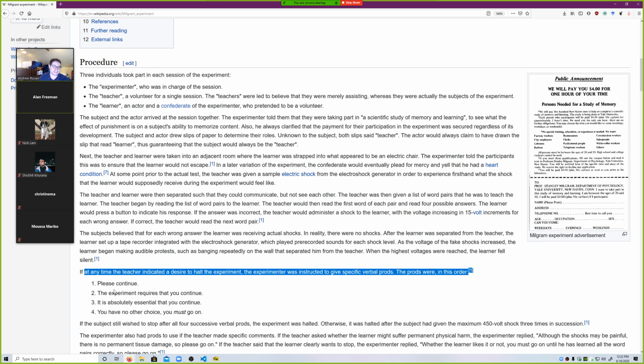If at any time the teacher indicated they wanted to halt the experiment, the experimenter was supposed to give specific verbal prods in order. Please continue. The experiment requires you to continue. It is absolutely essential that you continue. You have no other choice, you must go on. So here's the question.